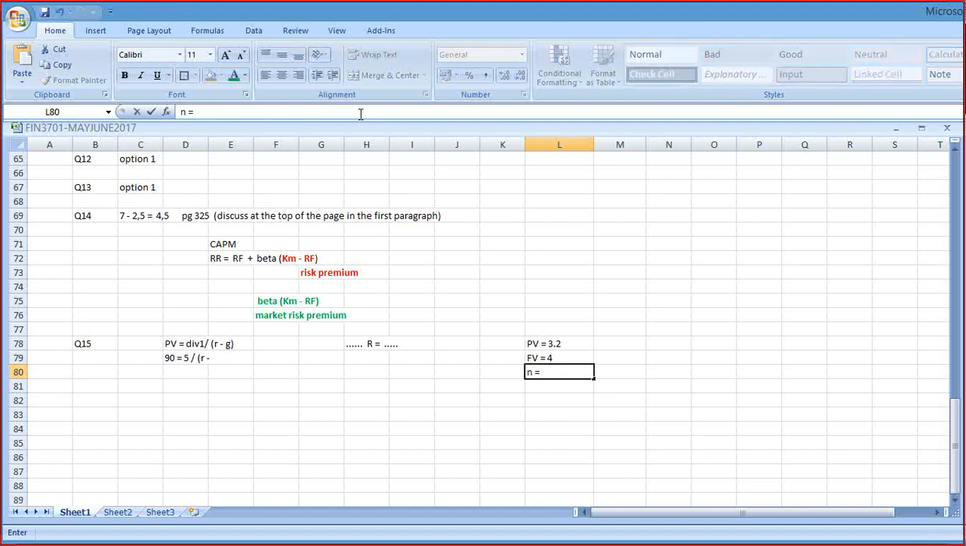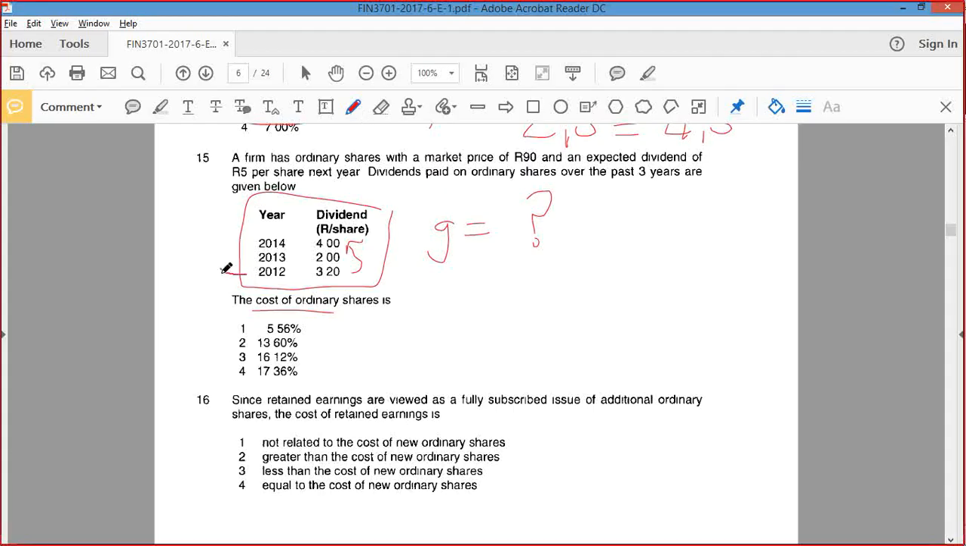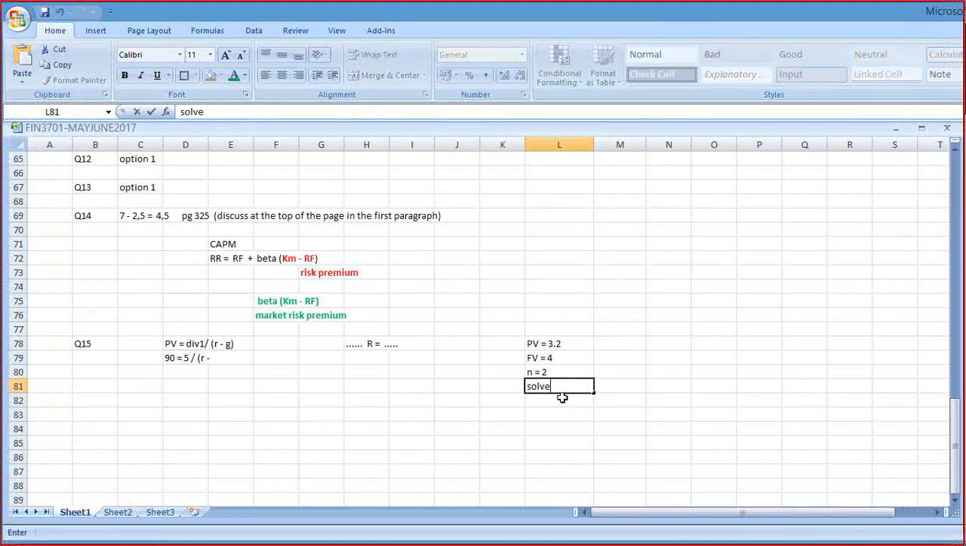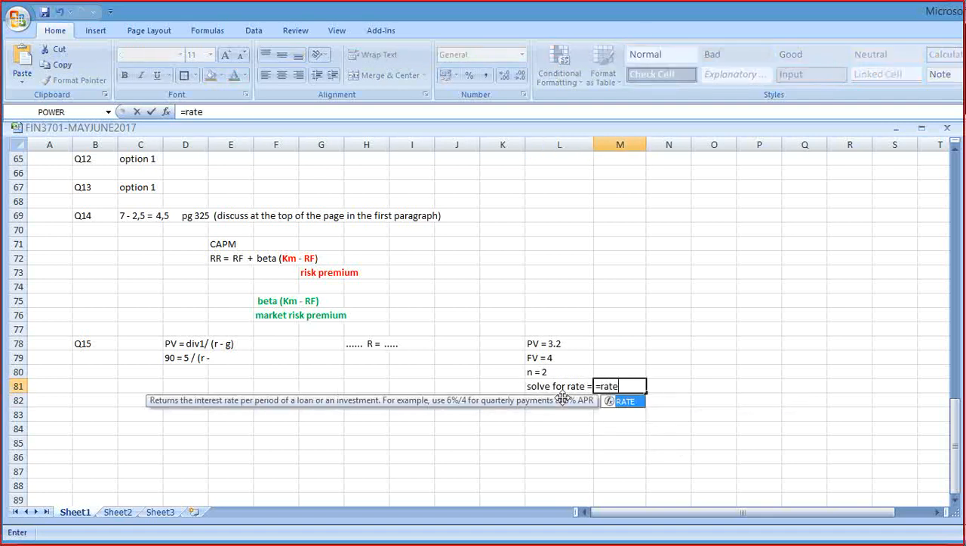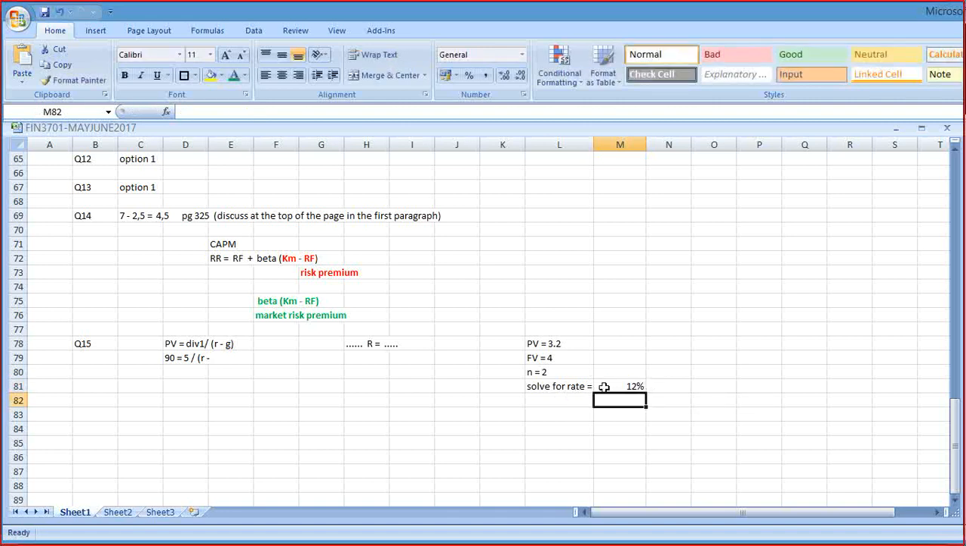How many ends do I have? 2. Okay, from this year to that year, 1 year. 2 years. Solve for the rates. Okay, the rate equals 2 years, no payment, present value of minus 3.2, future value of 4. That's what I get, 12%. Well, actually, let's put more decimals. That's what you get. Okay, then we need to insert that into our formula here.